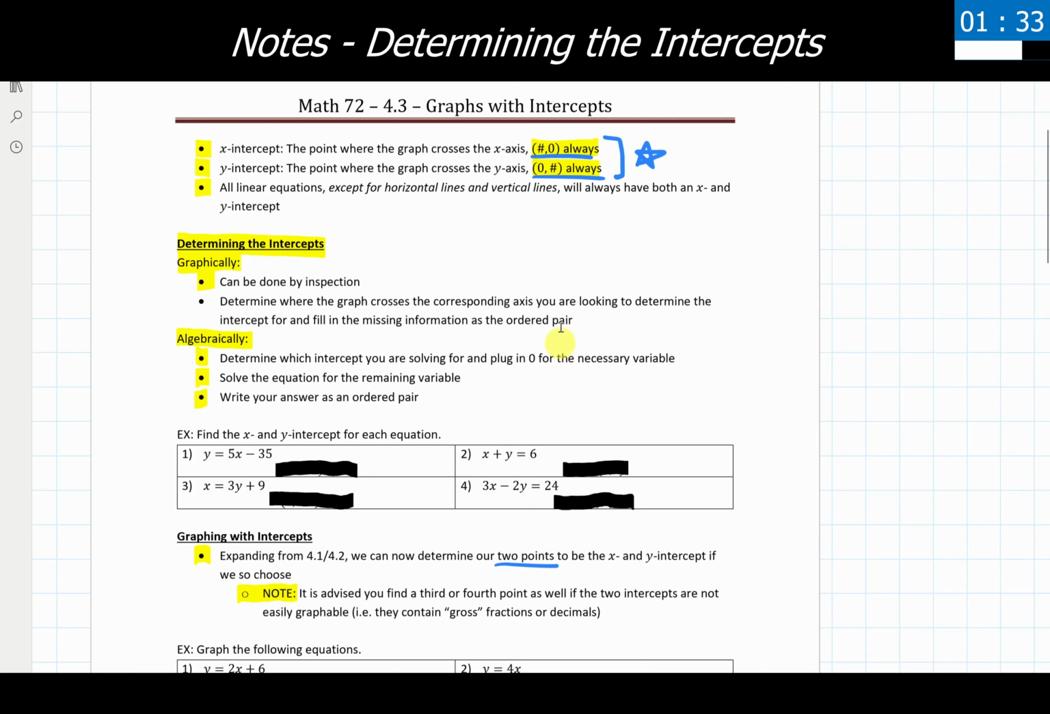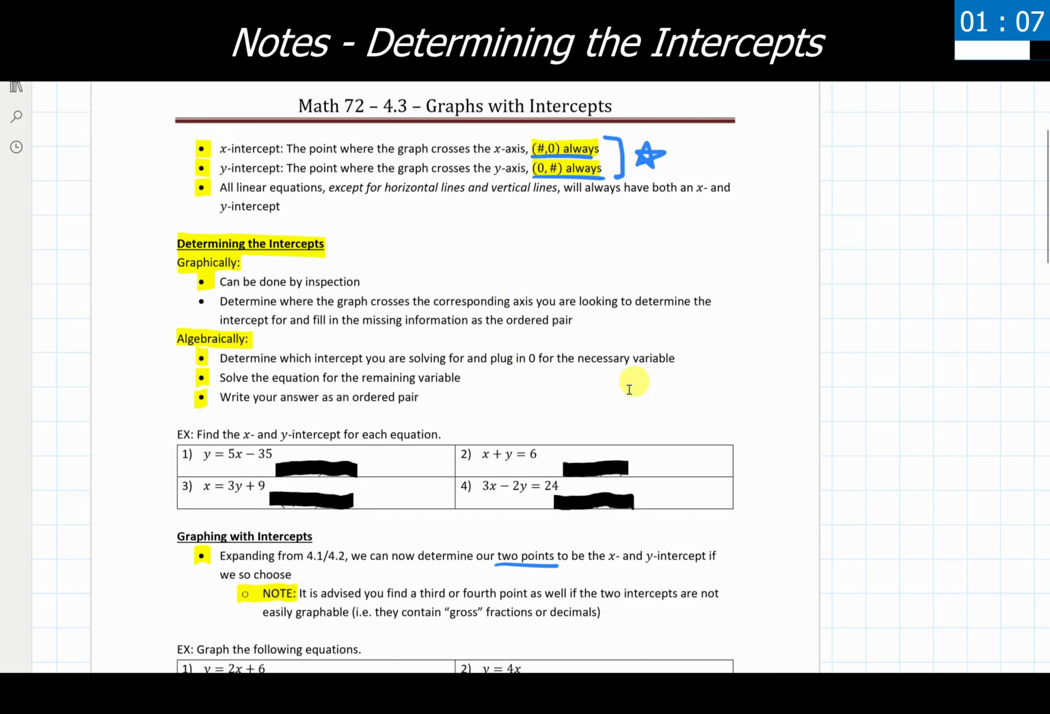The reason we plug in 0 is because notice the pattern between our two intercepts. One of them has a y value of 0, one of them has an x value of 0. And again, that is always going to be the case for that corresponding intercept that you are solving for. And this is why we make it clear to ourselves, I'm solving for the x-intercept, or I'm solving for the y-intercept as we're going through these problems.